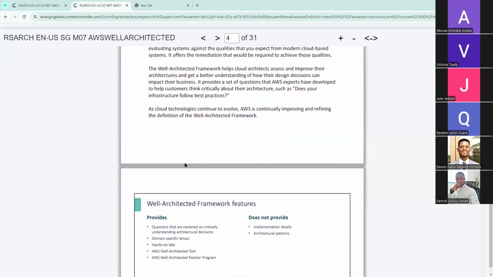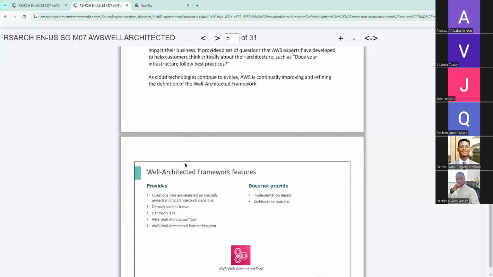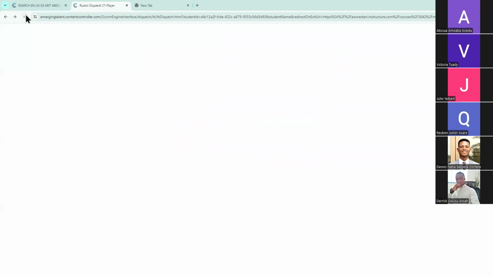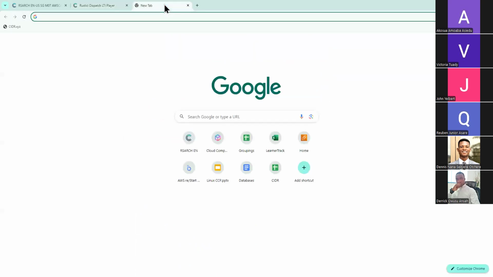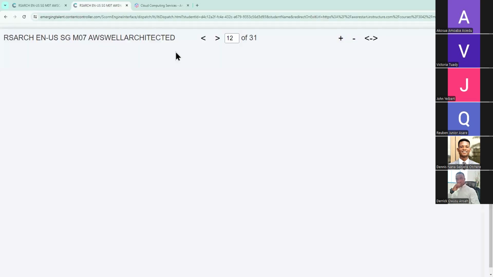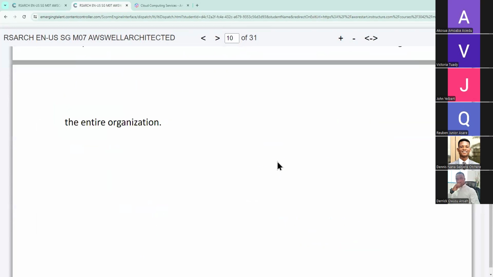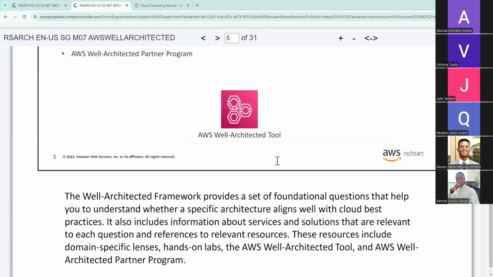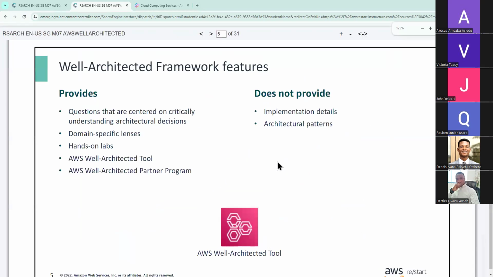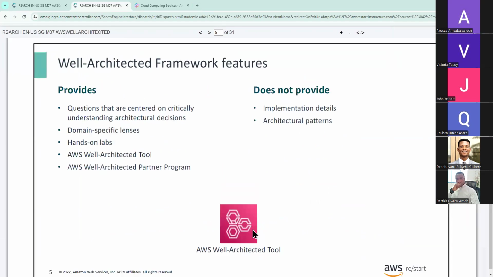So day in, day out, cloud technologies keep evolving. So AWS also always tries to keep improving upon the well-architected framework. And then they have a tool or a service inside AWS, and it's called the well-architected tool.